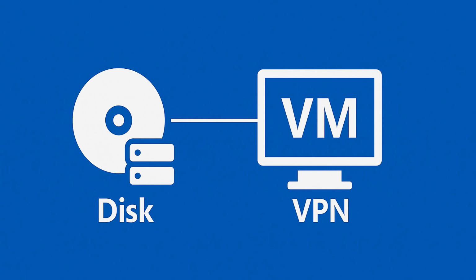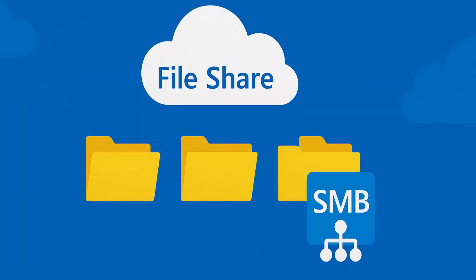The performance options include standard hard drive, standard SSD, premium SSD, and ultra disk. And a use case is running a database on a VM, where you can just attach a premium SSD for faster read and write performance. Number three, Azure File Storage.